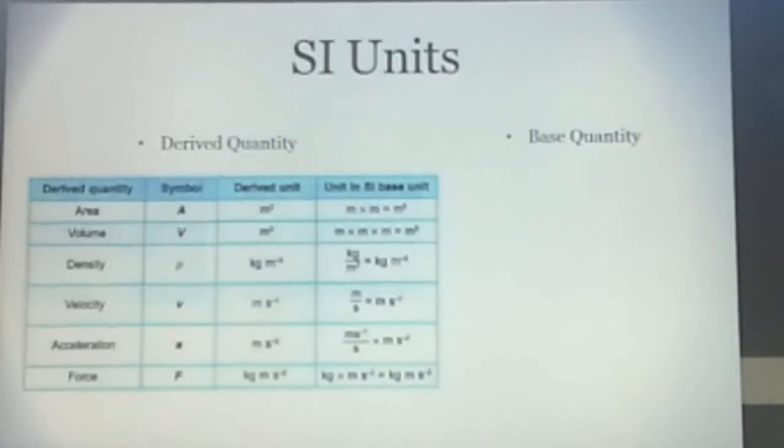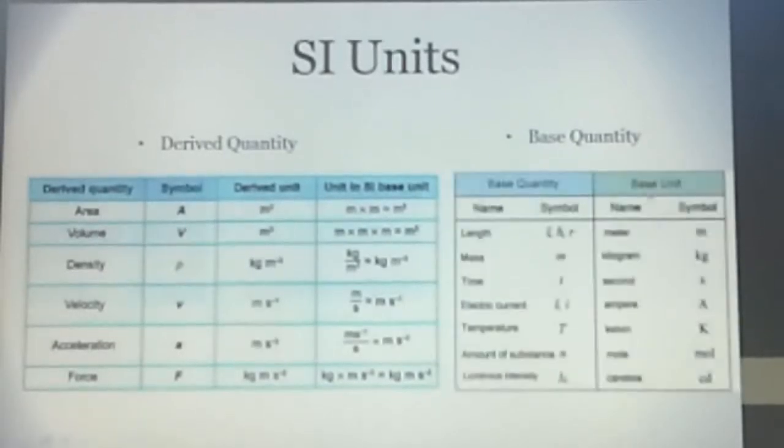and force newtons. Then base quantities are length, mass, time, electric current, temperature, amount of substance, and luminous intensity. The units for these quantities are the meter, the kilogram, the second, the ampere, Kelvin, mole and candela.